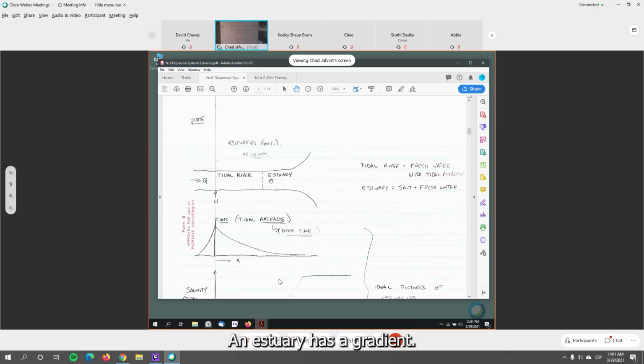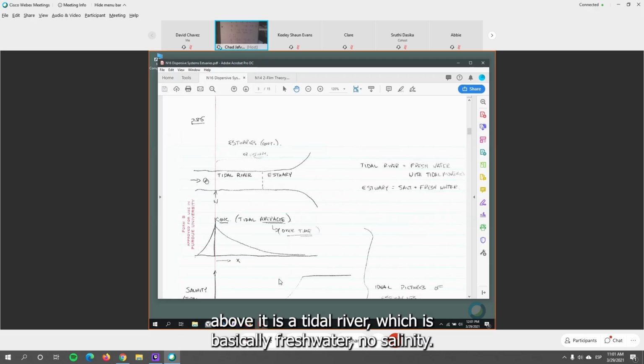An estuary has a gradient of, here at this point, very low salt, because above it is the tidal river, which is basically fresh water, no salinity. Estuaries have salinity in them, but they range from the ocean water to the river water. So an estuary is the boundary between the ocean and the river. And this boundary actually changes because at high tide, this boundary moves up, and then at low tide, that boundary moves down.